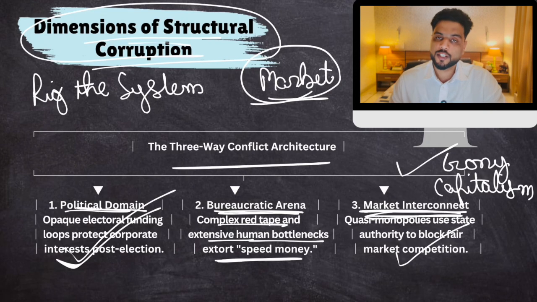Now, this is what is happening in India. Has India created certain institutions to combat corruption?